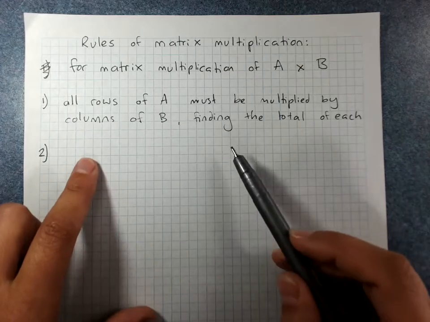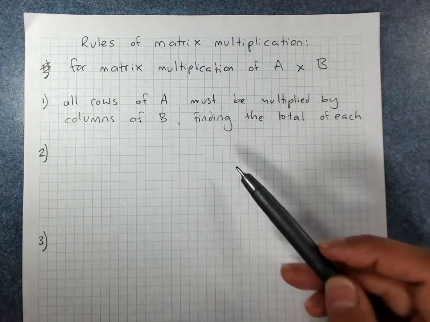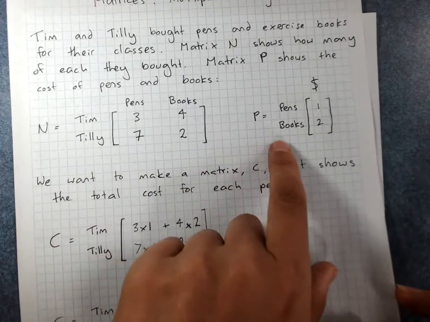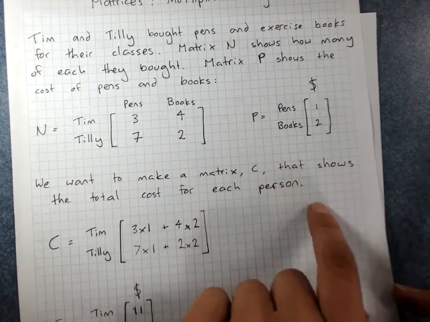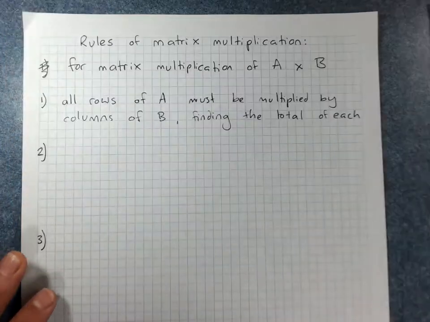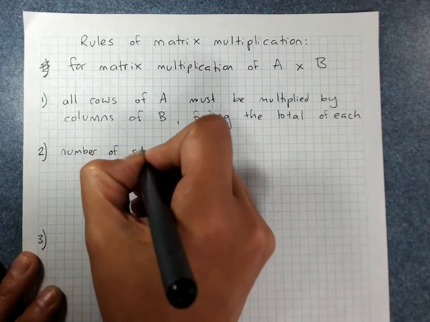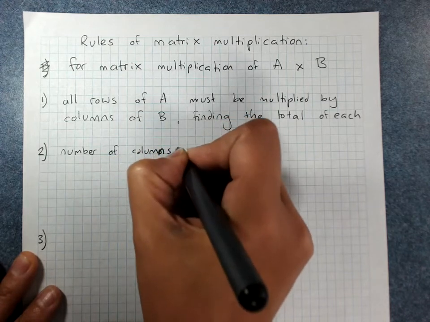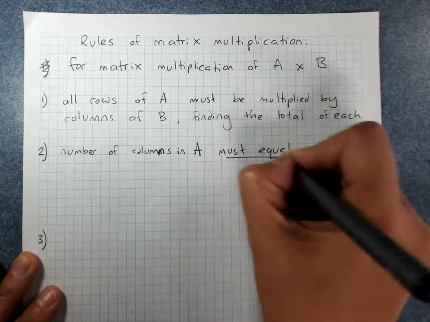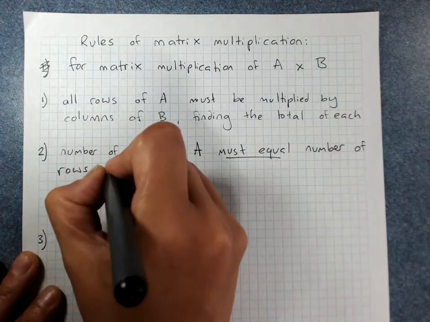In order to be able to multiply all rows of matrix A by all columns of matrix B, we've got to have some matching numbers there. This wouldn't have worked if I had another 4 things in this matrix, because there would be nothing in this row to multiply those by. So the number of columns in matrix A must equal the number of rows in matrix B.